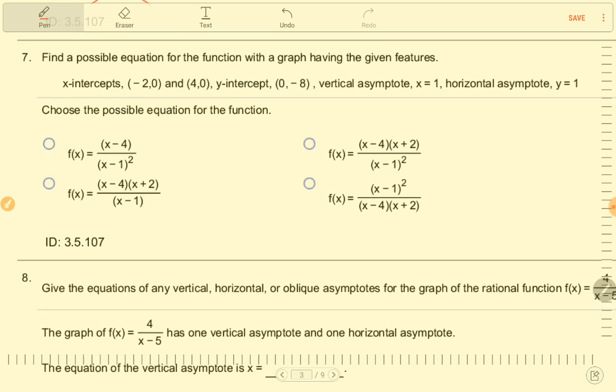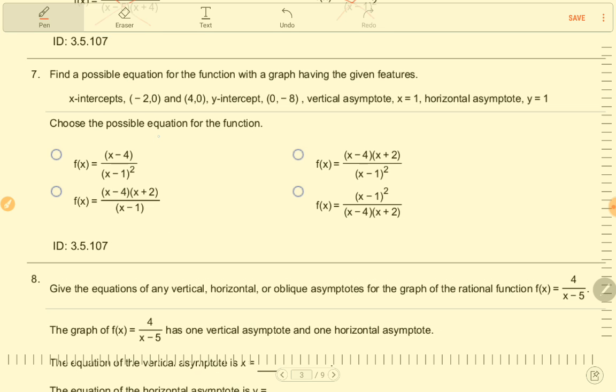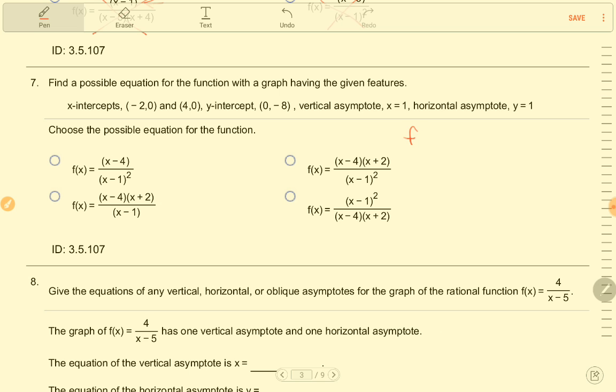Number 7, find a possible equation for the function with the graph. Okay, again, same type of question. So building it again, the x-intercepts, I'm thinking that it's going to be x plus 2 and x minus 4 in the top. The y-intercept has to be -8. We'll get to that in a moment. After we put the vertical asymptote, x minus 1 in the bottom. Right? The horizontal asymptote is 1 again.